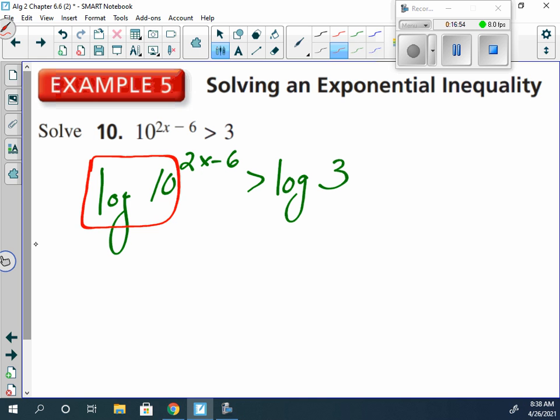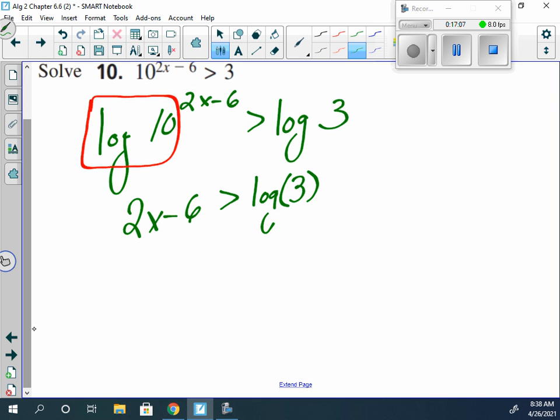Now these will simplify, leaving us with 2x minus 6 is greater than log of 3. When you do these calculations, especially with natural logs and logs, it's good when you type it into the calculator to have the parentheses around the 3, just so we make sure to get the right calculation.